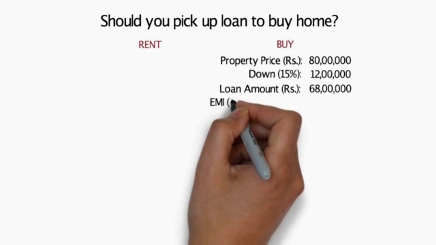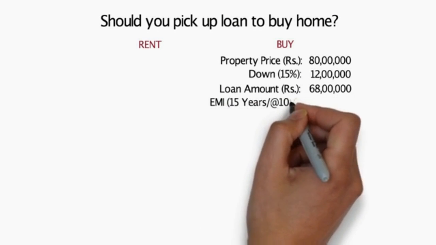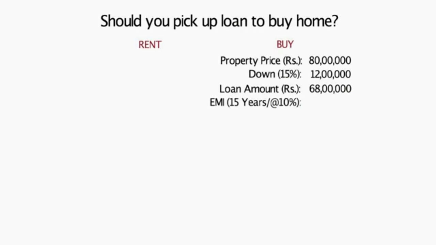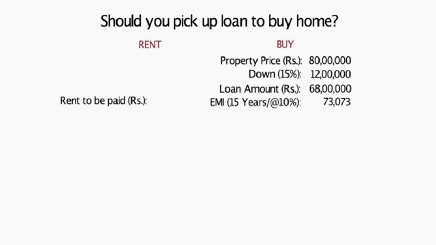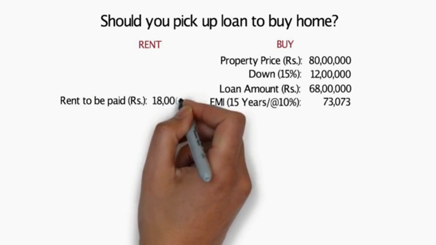After your loan is approved, you will be going on an EMI. Let's assume that this EMI is for 15 years, and also assume that the loan you got was at 10% per annum. You will see that your estimated monthly installment for buying a property would be about 73,000 rupees. On the other hand, if you were to go on simple rent, you will have to pay a rent of 18,000 rupees, as we have seen already.